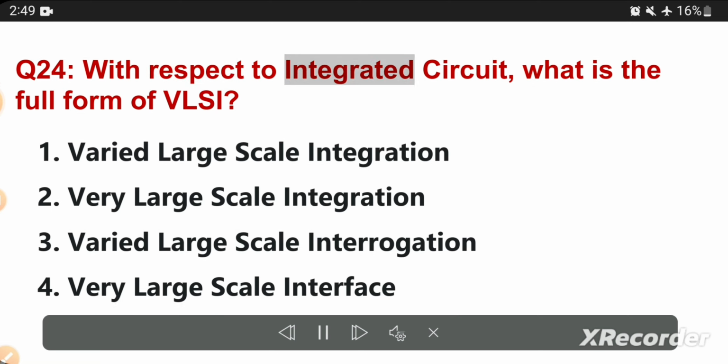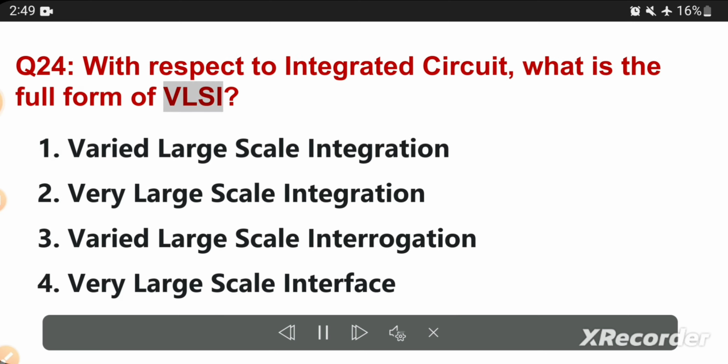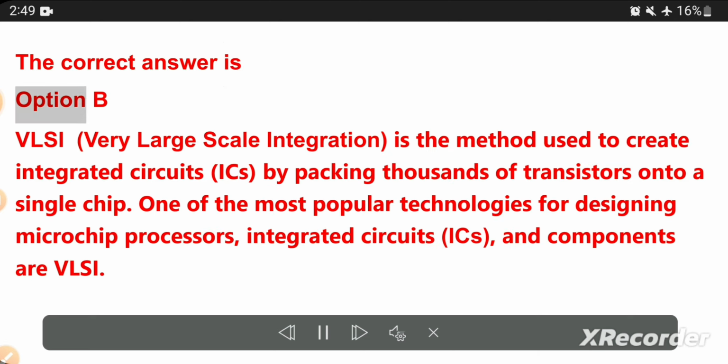Q24. With respect to integrated circuit, what is the full form of VLSI? Varied large-scale integration. Very large-scale integration. Varied large-scale interrogation. Very large-scale interface. The correct answer is option B. VLSI, very large-scale integration, is the method used to create integrated circuits (ICs) by packing thousands of transistors onto a single chip. One of the most popular technologies for designing microchip processors, integrated circuits (ICs), and components is VLSI.